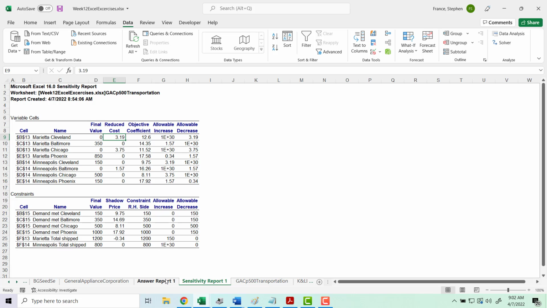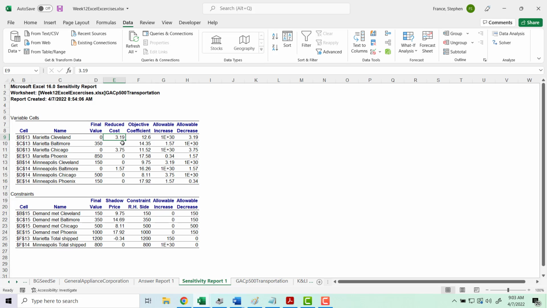So, say for example, we have Minneapolis to Cleveland in the model, but we don't have Marietta to Cleveland in the model. And that's because it's much cheaper. It's 9.75 our cost from Minneapolis to Cleveland, and it's 12.6 from Marietta to Cleveland. So this is just saying that if we reduce the cost from Marietta to Cleveland by 3.19, then suddenly Marietta to Cleveland would be included in the model.